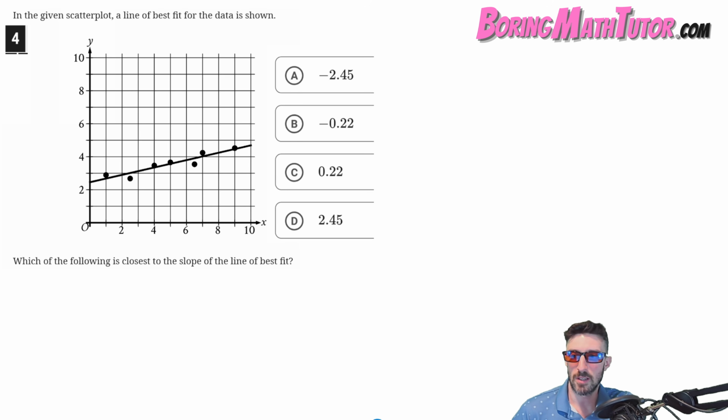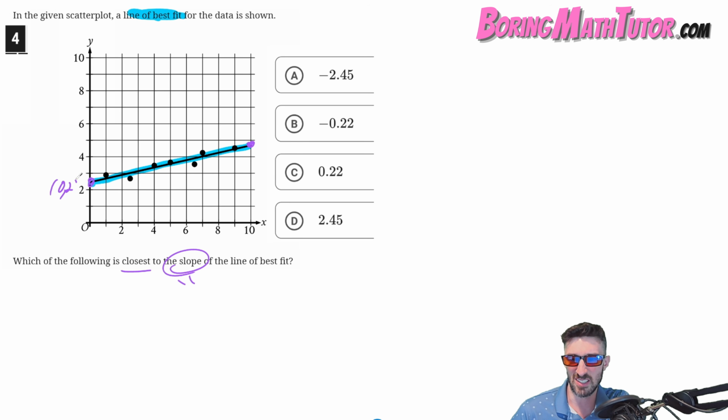So here they're giving us a line of best fit. That would be the line that goes through the points, not necessarily that the points are on that line, but just creating a best fit. And they want the slope of that. But the slope is always equal to y2 minus y1 over x2 minus x1. And you can just estimate it here because they said closest.